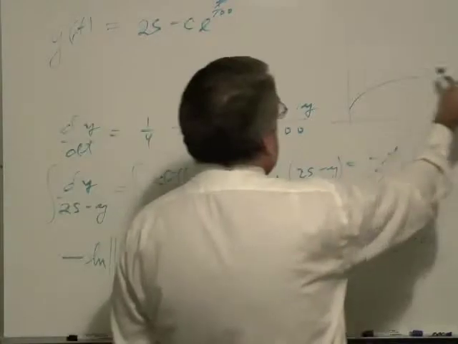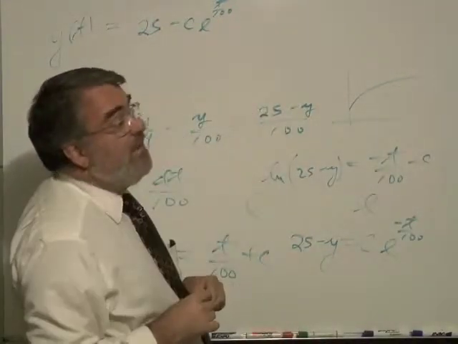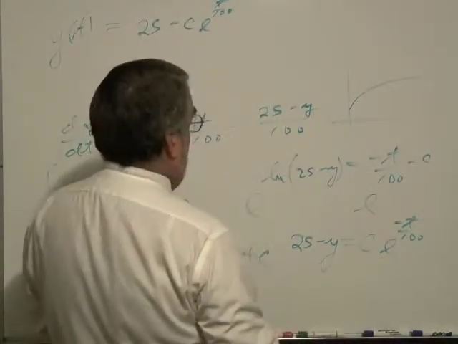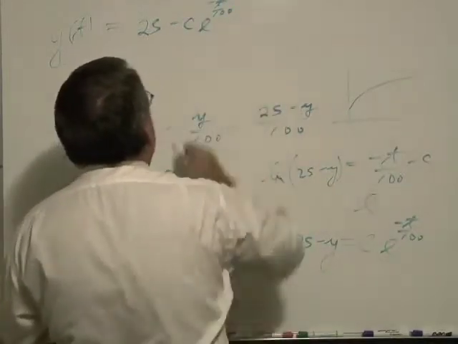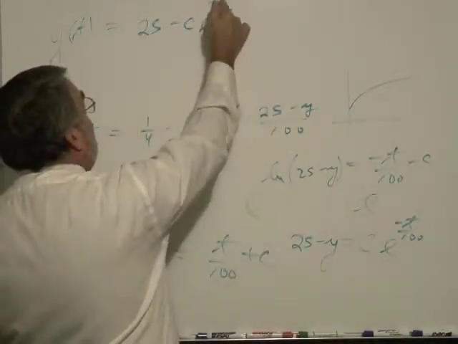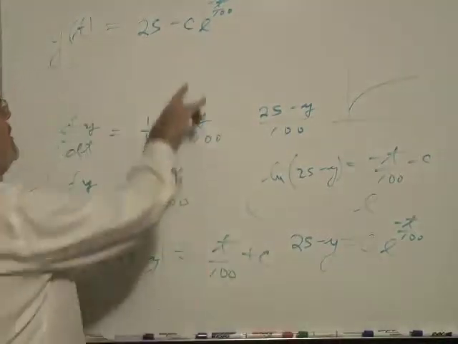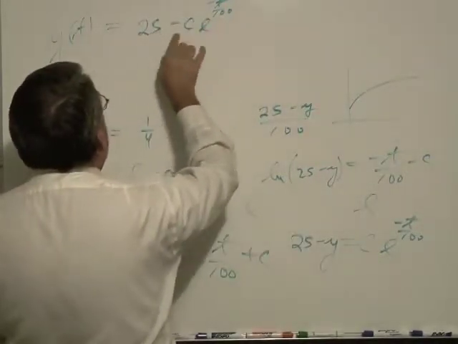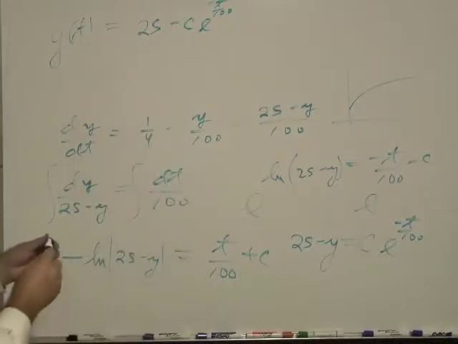It's approaching 25 pounds asymptotically. As t goes to infinity, I have e to the minus t over 100. That goes to 0. And so this part, don't forget that negative, I forgot it, goes to 0. And so as t goes to infinity, the limit is 25.